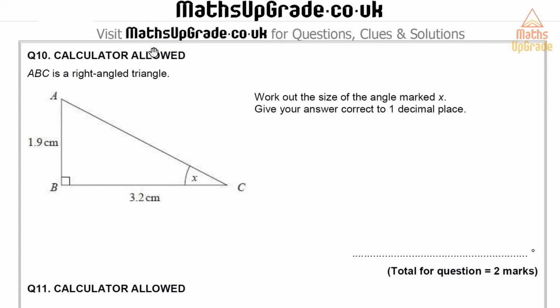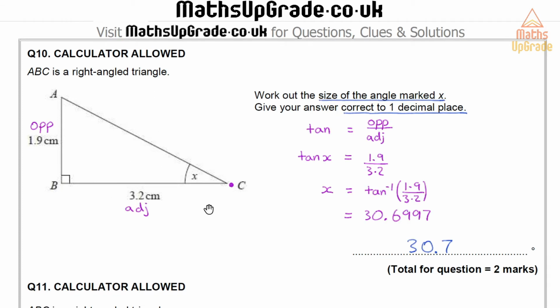It's adjacent to me. So labeling up the sides like that, I know that I'm interested in opposite and adjacent since they're the values given to me. Opposite and adjacent are related using the tan ratio here. Tan equals opposite divided by adjacent. Substituting the values for opposite and adjacent, I get tan of the angle, so tan of x equals 1.9 divided by 3.2.